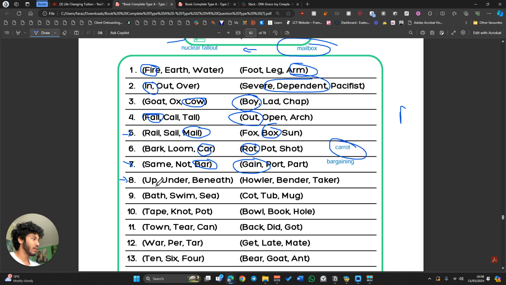Question 8. Uphowler, upbender, uptaker, underhowler, underbender, undertaker. I think undertaker here is going to be a word, not in terms of the WWE wrestler, but more if you're undertaking someone, you can be an undertaker. But let's just have a look at what else we've got. So beneath howler, beneath bender, beneath taker. Yeah, nothing else works.